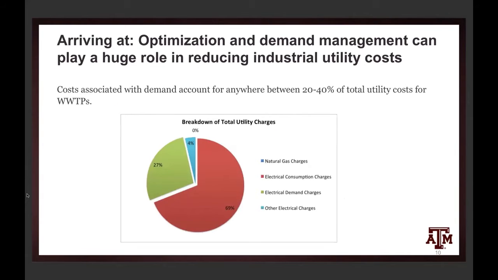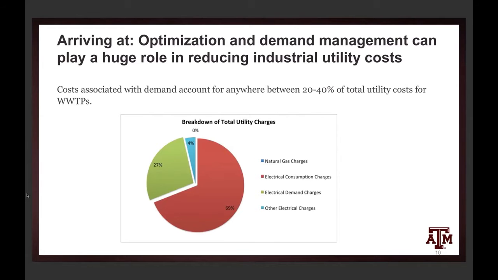Again, I'm sure a lot of you know this, but we've seen plants here at the IAC for a really long time where the cost associated with demand accounts for anywhere between 20 to 40 and even 50% of their total utility costs. So this is the side of things that we're trying to minimize. If a plant is not reducing their throughput in terms of what they're producing or the amount of wastewater they're treating, you could still see a reduced cost if you're able to lower these peak demands. We've seen this over and over again.